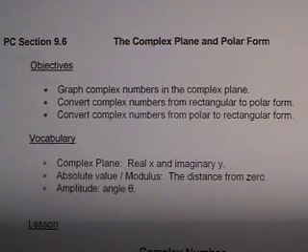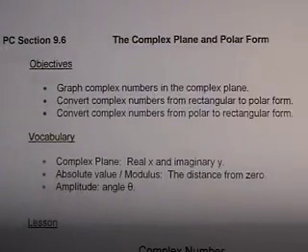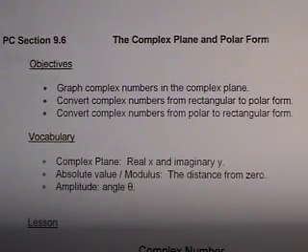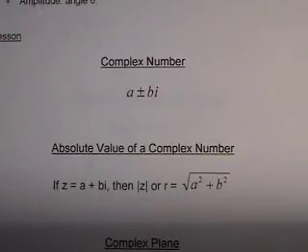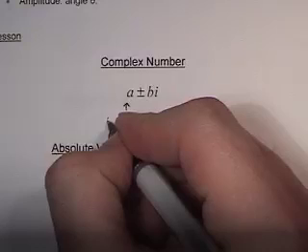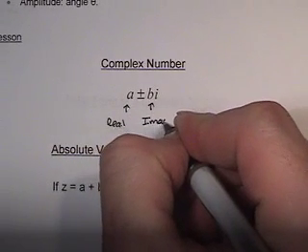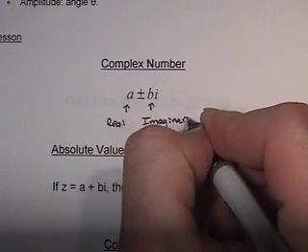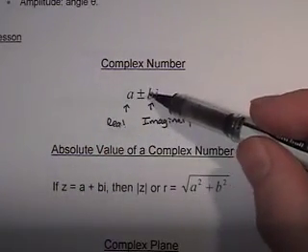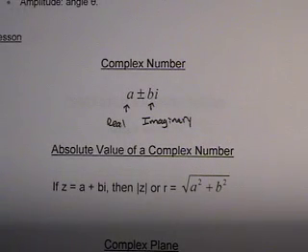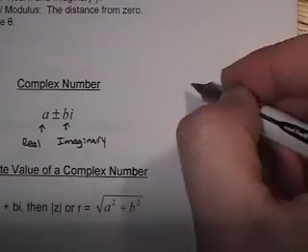Okay, let's look at the complex plane and polar form. All right, so let's look at the complex plane. It means we're going to start graphing these complex numbers. And remember, a complex number is a real part plus or minus an imaginary part times i. Let's look real fast at how you get an i. It's not imaginary in any sense of the word.